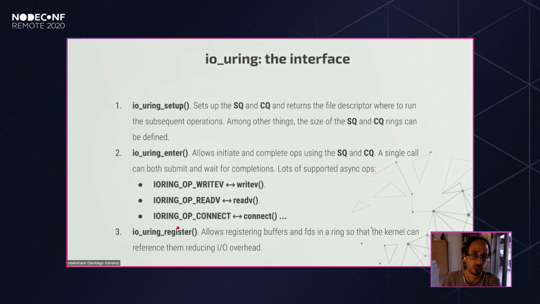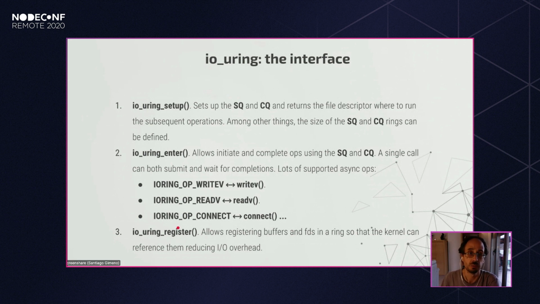The IO ring interface consists of only 3 syscalls. The IO ring setup, where we set up both the submission and the completion queues and it returns the IO ring file descriptor, which will be used to run subsequent operations on the ring. The IO ring enter, which allows us to initiate and complete operations. A single call can both submit and wait for completion.